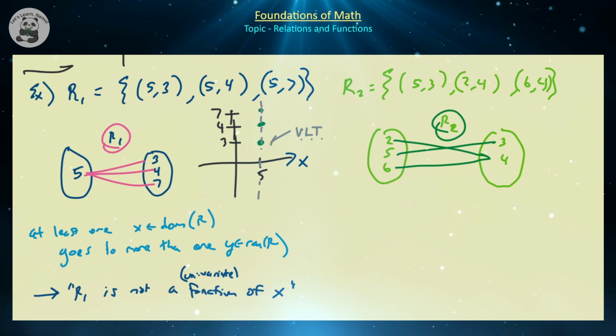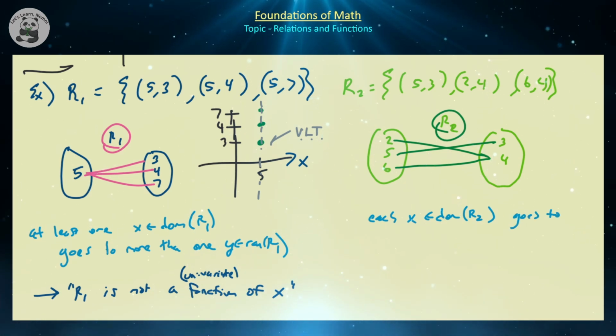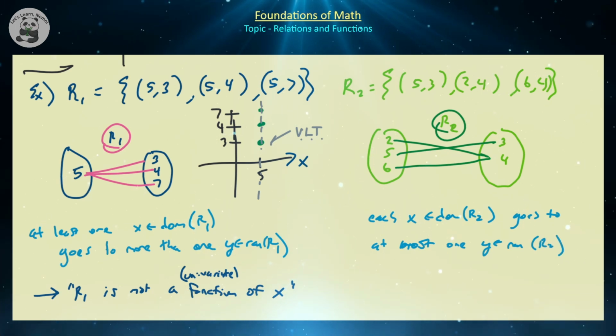Now, we can make similar observations about, for example, R2. Each x in the domain of the relation R2 goes to at most one y in the range of that particular set. For example, 2 goes to 4, 5 goes to 3, and 6 goes to 4. So if we were to draw our Cartesian graph, our domain elements are all positive, so I don't need to really emphasize the negative side. So for example, 2, 5, and 6, and we're to go to 3 and 4.